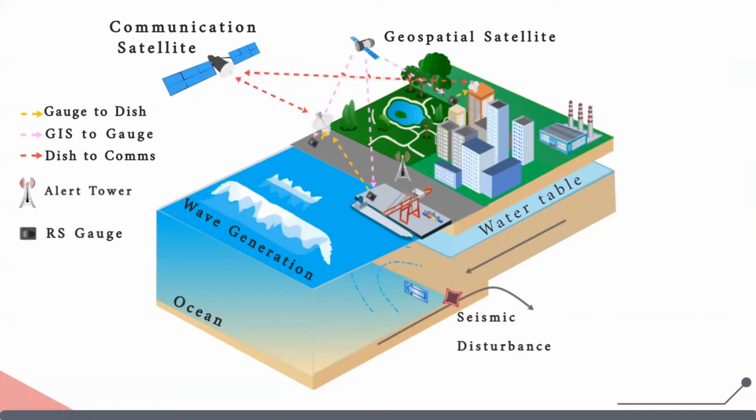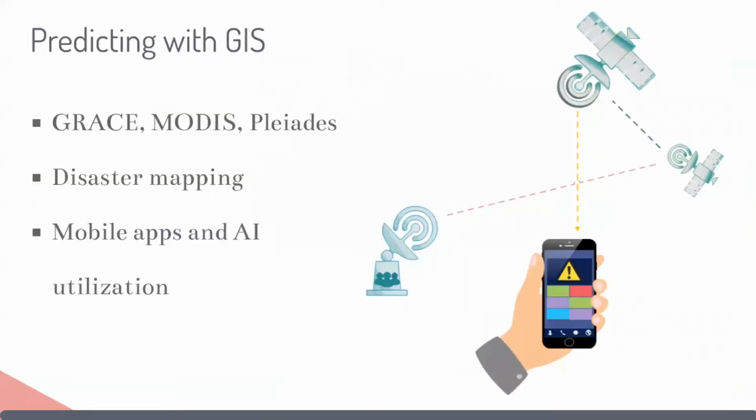How does remote sensing data help us to understand natural hazards? Remote sensing is one aspect of geographic information systems. RS and GIS use satellite imagery to catalog changes on or beneath the Earth's surface. These methods are used for disaster and hazard mapping. GRACE, MODIS, and Pleiades are commonly used satellites for disaster mapping.